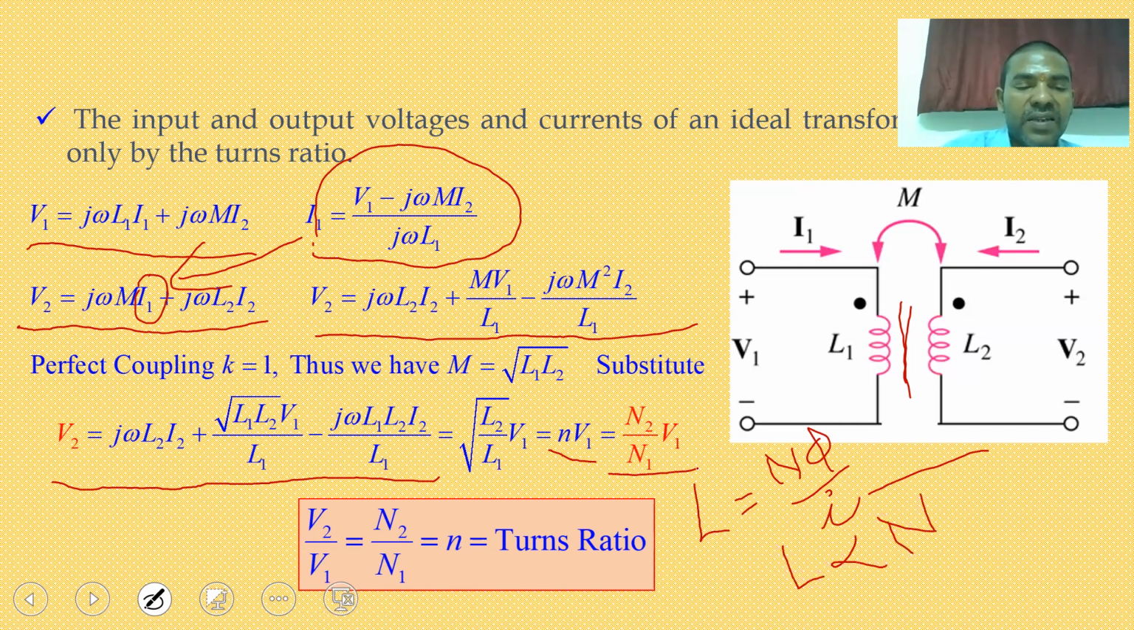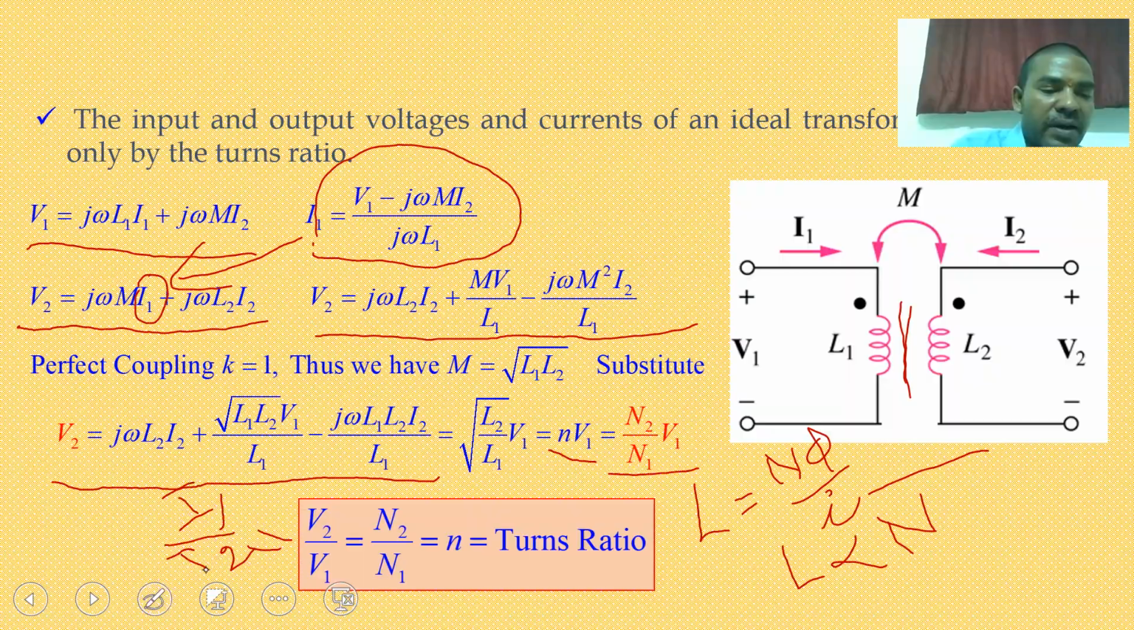It is the turns ratio. If you want to write the current, you can get I1 by I2. Are you understanding?